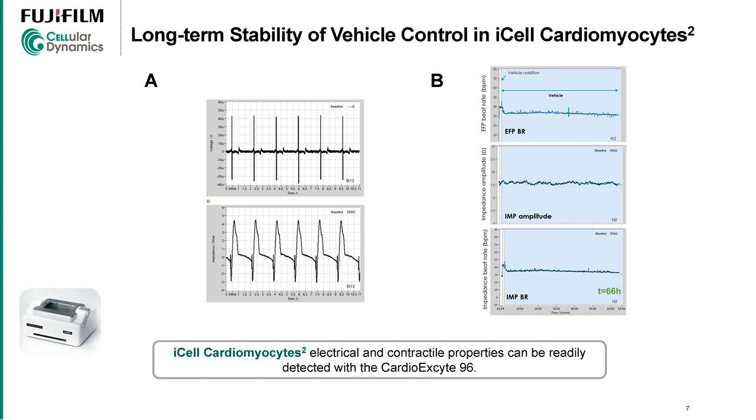CardioExcyte 96 system. Here I'm showing just some baseline traces. One is for extracellular field potential on top, and the bottom is the impedance, which is really that contractile waveform on bottom. You can see both these have stable feeding, and there is a nice morphology for the traces. In panel B, we're just showing the effect of vehicle over time on cardiomyocyte function for beat rate, impedance amplitude, and impedance beat rate, and showing that there's no change with vehicle.